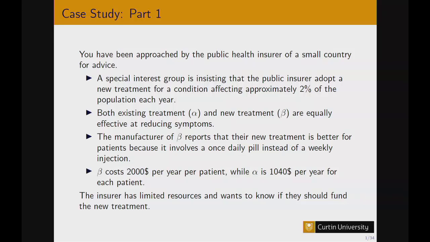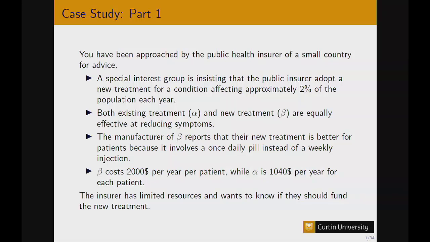I'm going to motivate what I'm doing first with a bit of a case study. So this is a health case study. It says, suppose you've been approached by some public health insurer for some small country for advice. So there's a special interest group that insists that this public insurer should adopt a new treatment for some condition that affects, say, 2% of the population each year. So there's an existing treatment, we'll call it alpha, there's a new treatment, beta, and they're maybe equally effective at reducing symptoms, but the manufacturer of this new treatment, beta, says that their new treatment is better because it involves a once daily pill instead of a weekly injection.